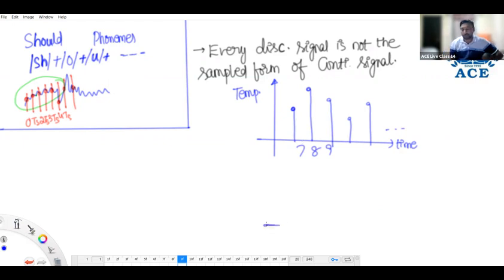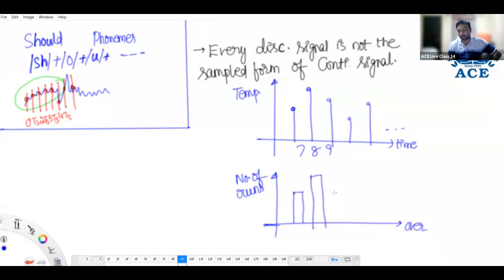It is a predefined discrete signal. Not only that, if you are watching a cricket match, we are always checking the number of runs scored in every over, like a bar graph. They are shown like pillars. The number of runs scored in every over, shown like a bar graph, is also a predefined discrete signal.